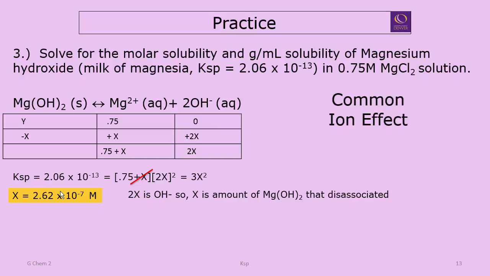And then when you go to grams per mL solubility, you basically take that number, times the molecular weight, and you have 1.53 times 10 to the minus 5 grams in every mL of magnesium hydroxide that you dissolve in a solution that already has 0.75 molar magnesium chloride in place, common ion effect.